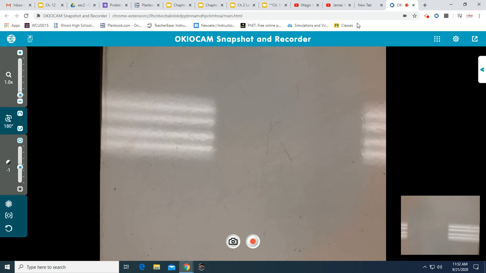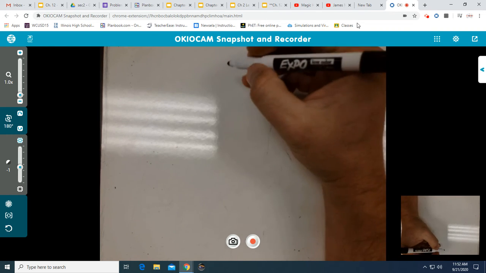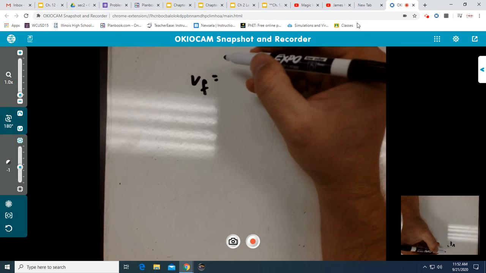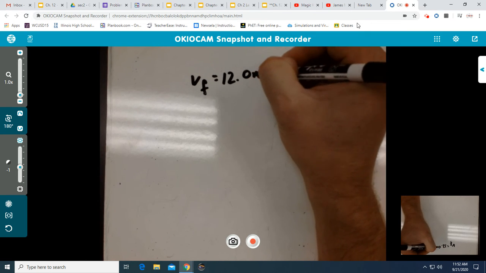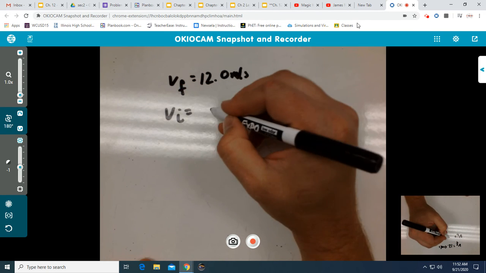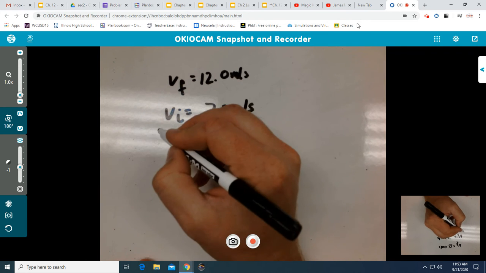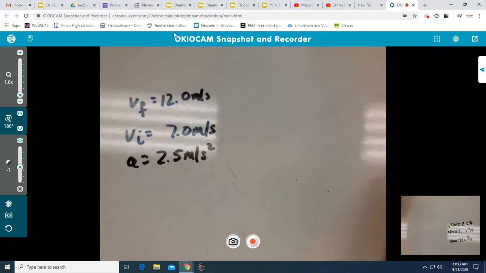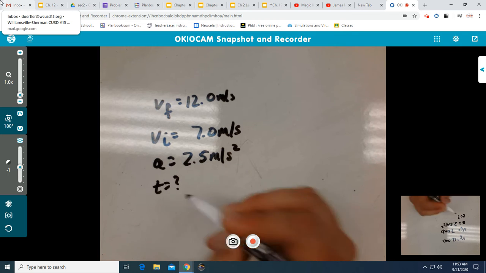All right, so here's a moment in the video that if you would like to pause right now and try to solve it yourself, please go ahead. Otherwise, I'm going to continue with the video and begin solving this problem. All right, so let's list what we know. Our final velocity is 12.0 meters per second. We also know that our initial velocity is 7.0 meters per second, and that our average acceleration is 2.5 meters per second squared. So again, we are still trying to solve for t.